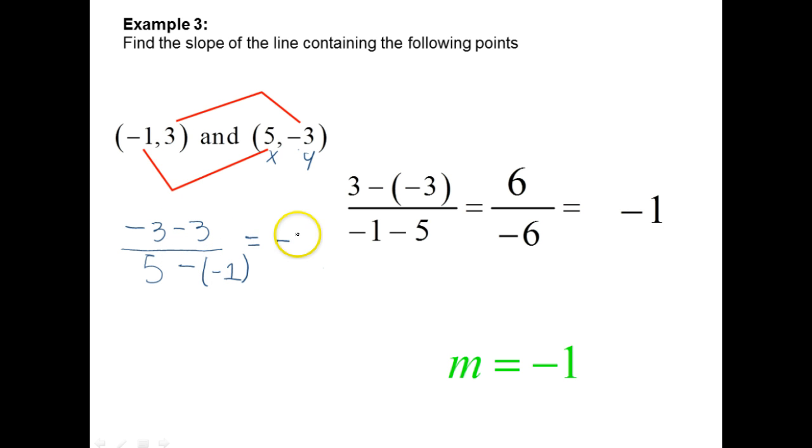And here we will end up with negative 6. Negative 3 minus 3 is negative 6. Now 5, this turned into a big plus. 5 plus 1 is 6. So again, I will still end up with a negative 1 slope once we reduce this.